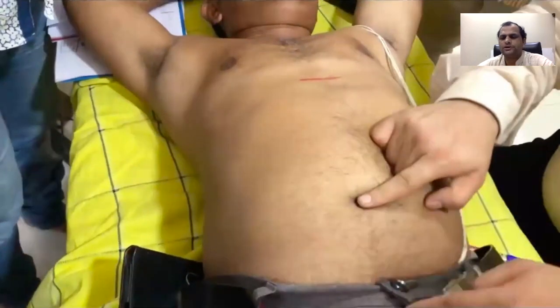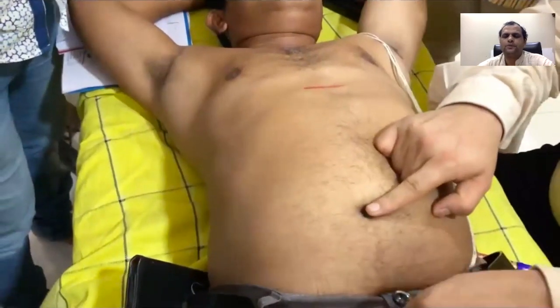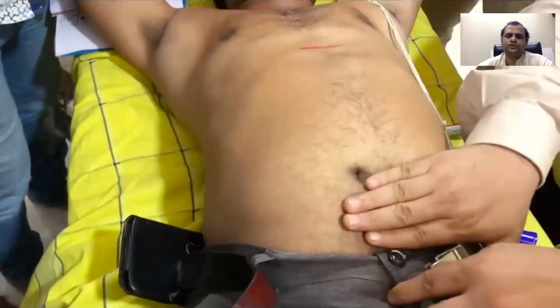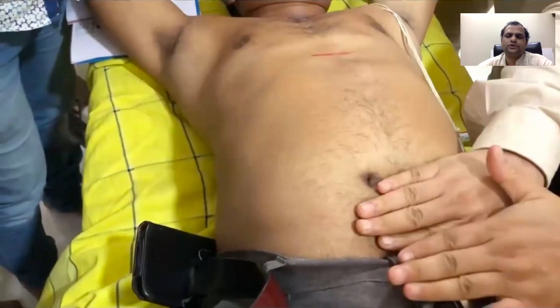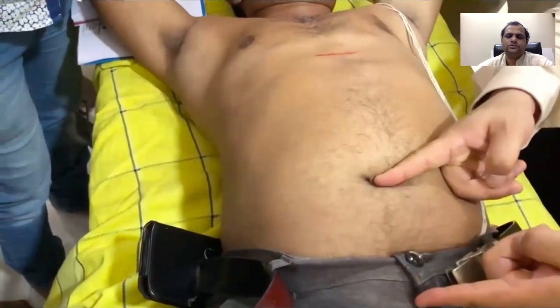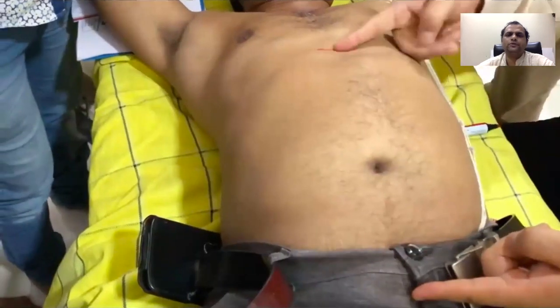So this is the navel region to the pubic bone. This length is 5 chun. So 4 fingers, then 3 fingers. So this length is 5 chun from the navel to the pubic bone.